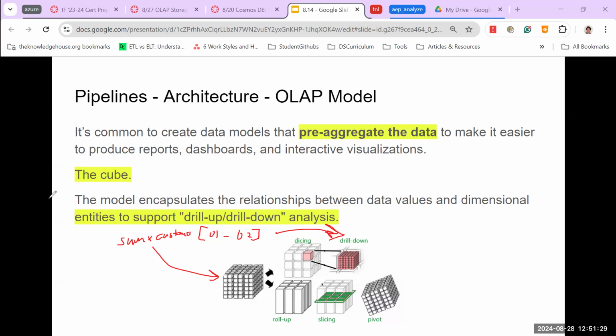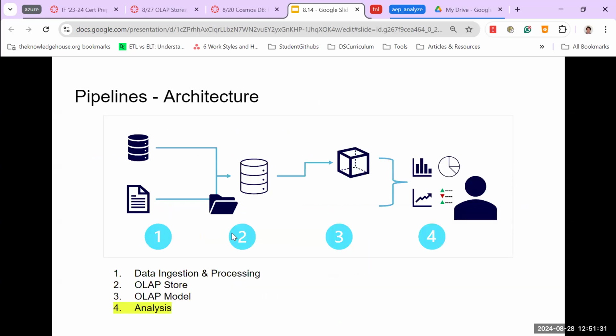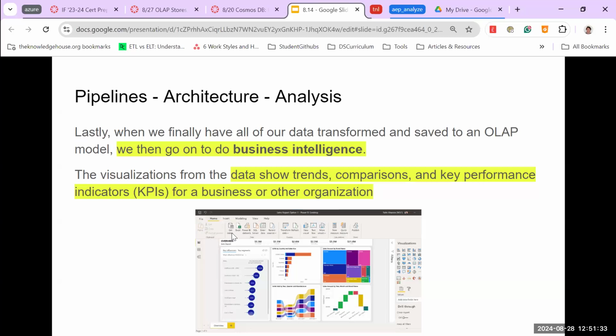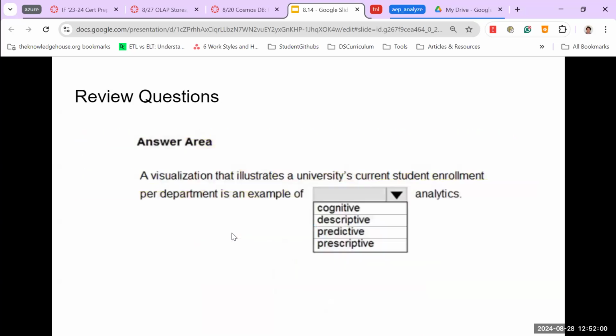Anyways, and lastly, everyone, we have something called analyses. This right here is really the easiest part of the DP-900 course, in my opinion. Really, this just has to do with creating data dashboards and making good visualizations. And this has to do with the realm of business intelligence. We create visualizations in order to show trends, make comparisons, show how our KPIs are performing for the business or for some other business that perhaps we're even consulting.